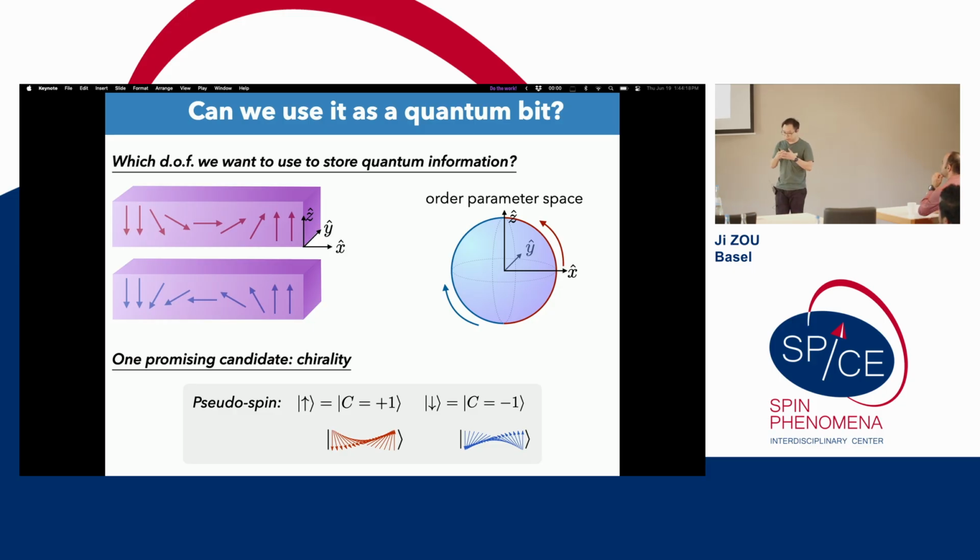The idea is to use this chirality degree of freedom as a pseudospin to store the information. For example, you can call this positive chiral state a spin up state, and this negative chiral state a spin down state.